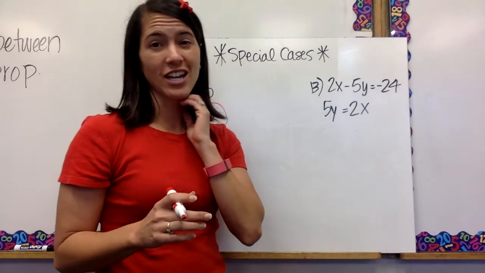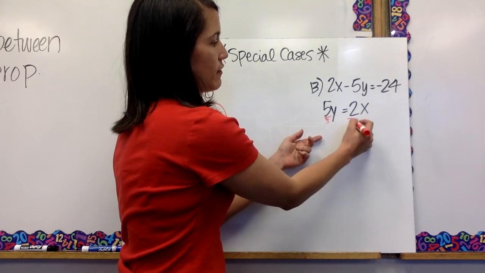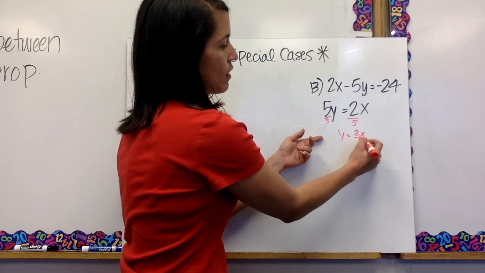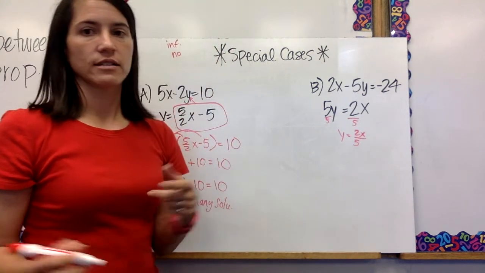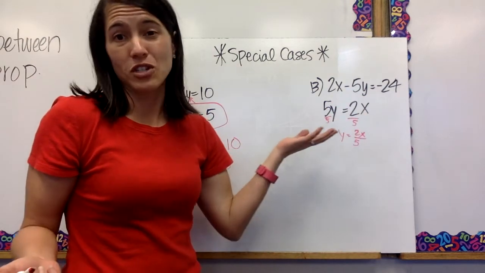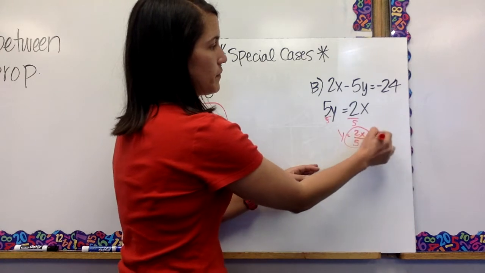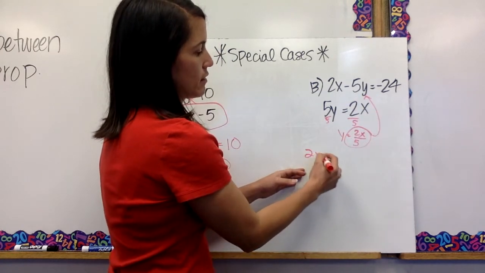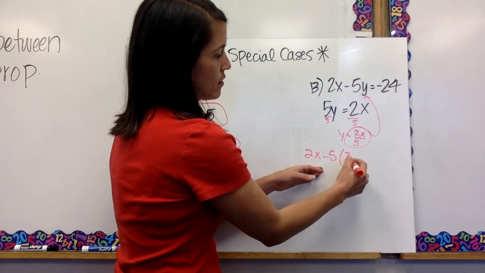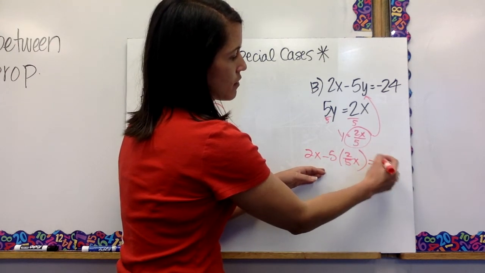In this problem over here, I need to solve. I'm just going to solve for y equals. I'm going to divide by 5. And y equals 2/5 x. I just solved it because this one had more numbers. So I just thought you could have divided by 2 and solved for x. I have to substitute that in for y. Equals negative 24.